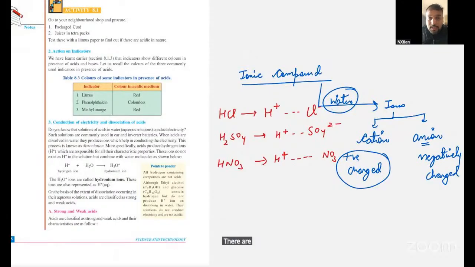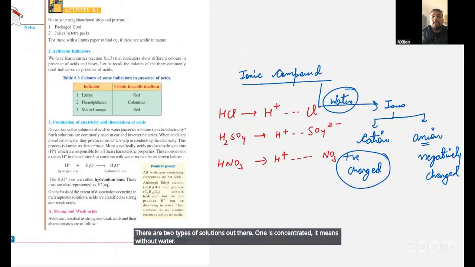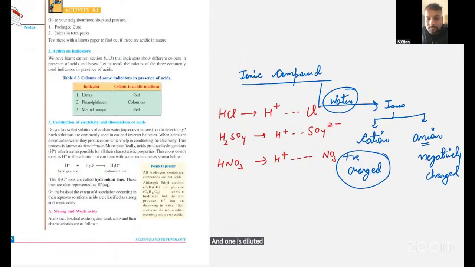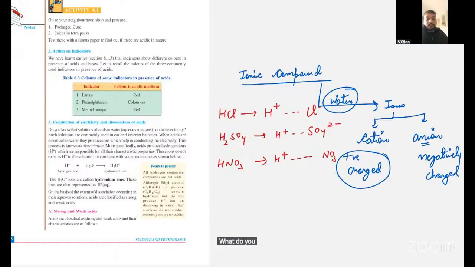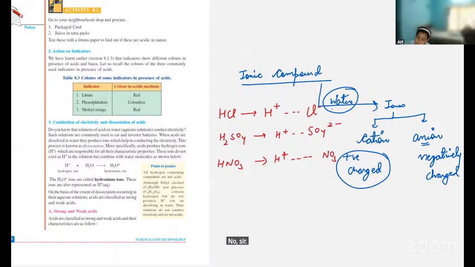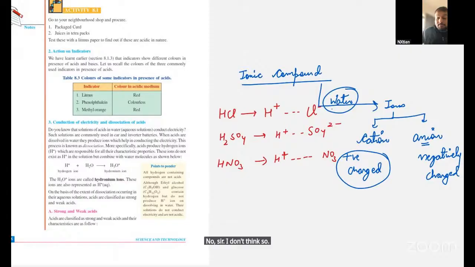Now, my one question is there. There are two types of solutions: one is concentrated, meaning without water, and one is diluted, meaning it has water. If I take a concentrated solution of HCl, and water is not there, the ions will not form. Hence there are no ions, so will it conduct electricity? What do you think, guys? No, sir, I don't think so.